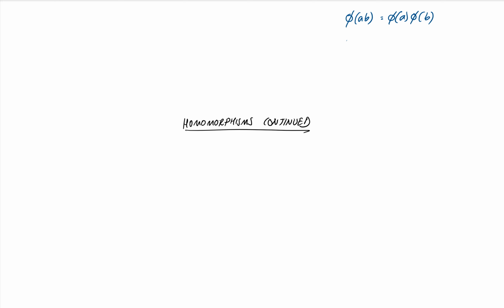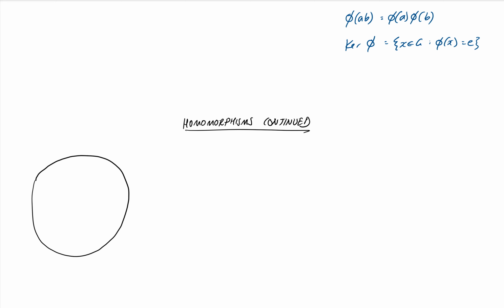And associated with that we had this set called the kernel, and the kernel is the set of all things in our group that map to the identity in our other group that we're mapping to. Now, what we did just in the previous video is we established that the kernel was a subgroup, so that's good.